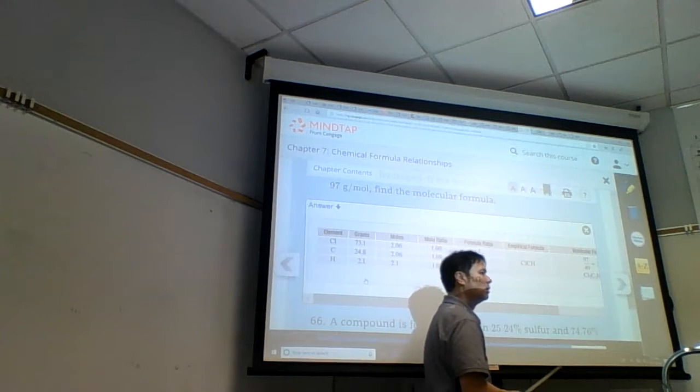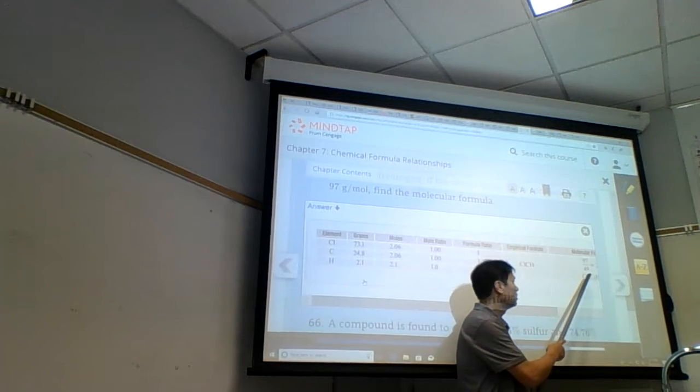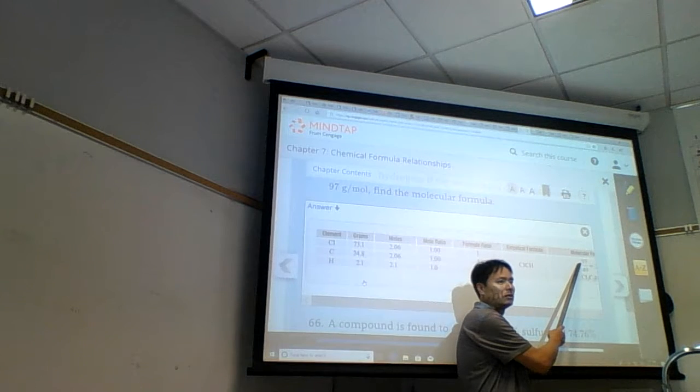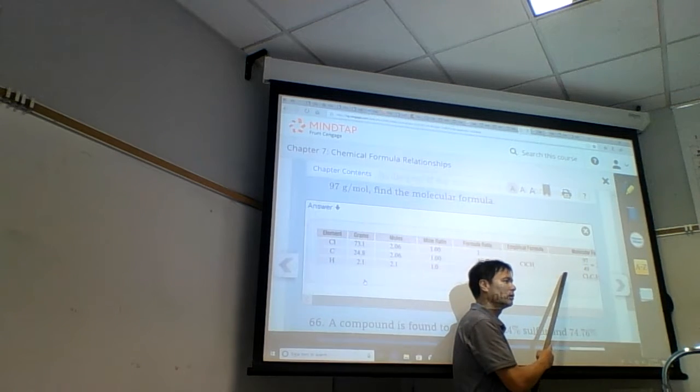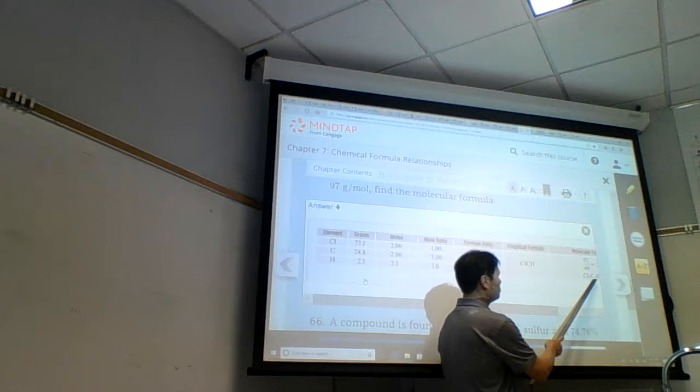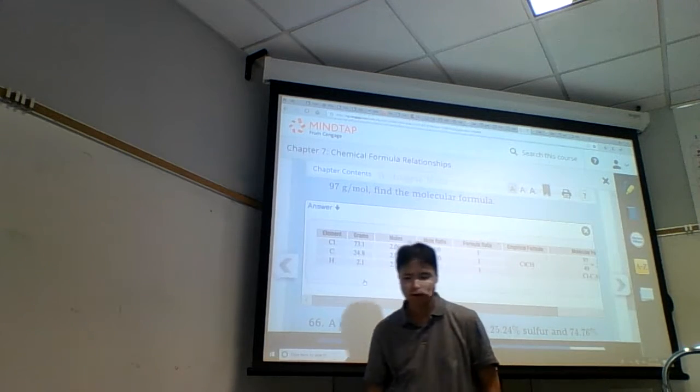How much does a molecule of this weigh? A molecule of this weighs 97. And so I'm halfway there. And so it must be Cl2, C2H2 as the molecular formula.